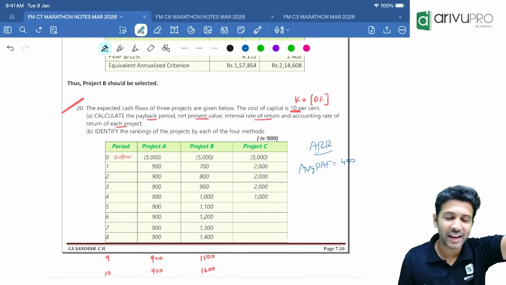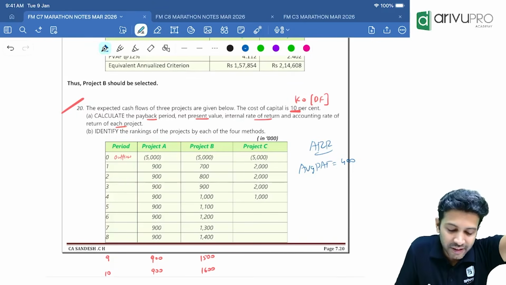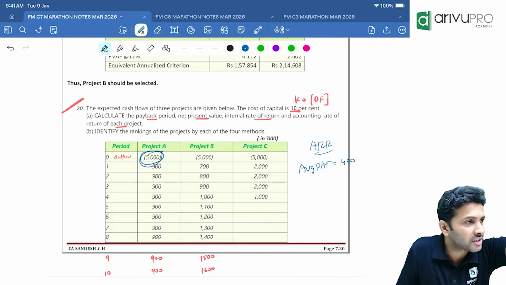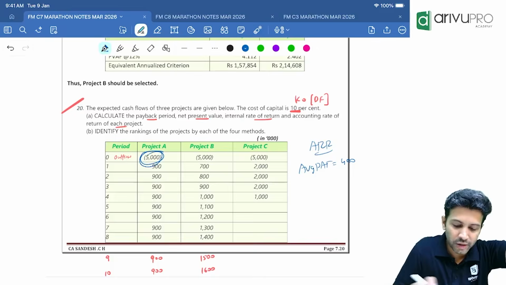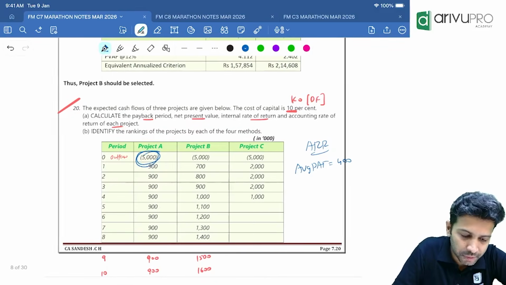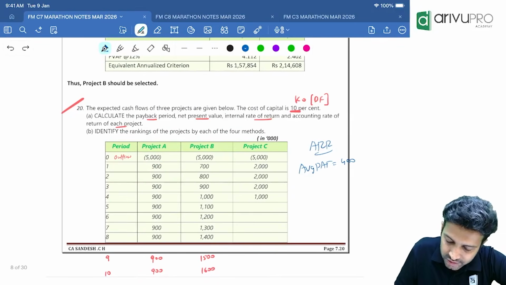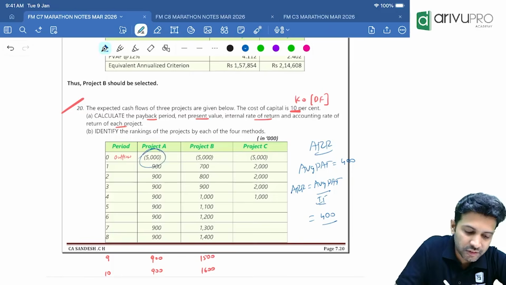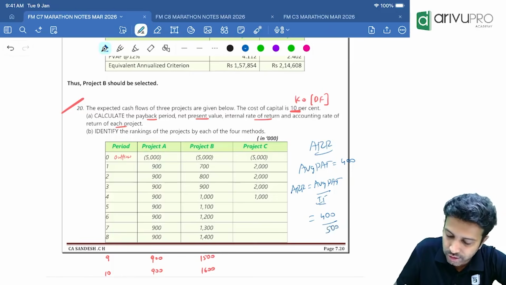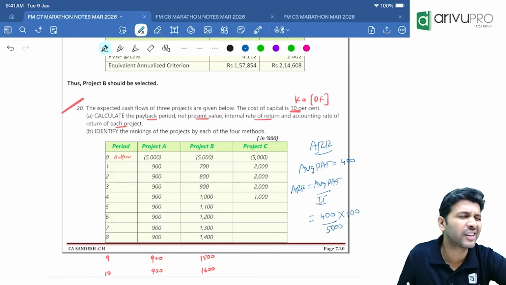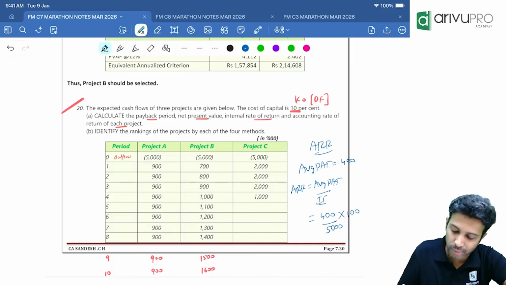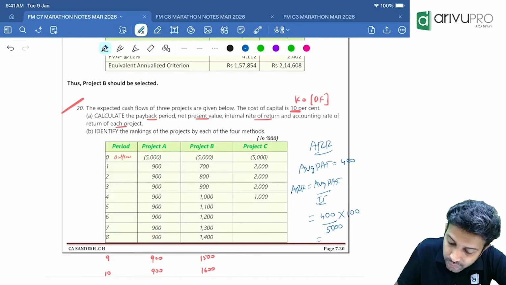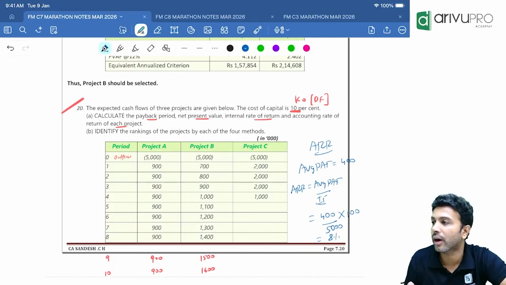Okay, one formula for ARR is average PAT divided by initial investment. How much is initial investment? 5,000. What is ARR, people? One way is average PAT divided by initial investment. Average PAT is 400. Initial investment for project A is 5,000. How much is this? We want a return. Return is usually expressed in percentage. So multiply by 100. 8%.